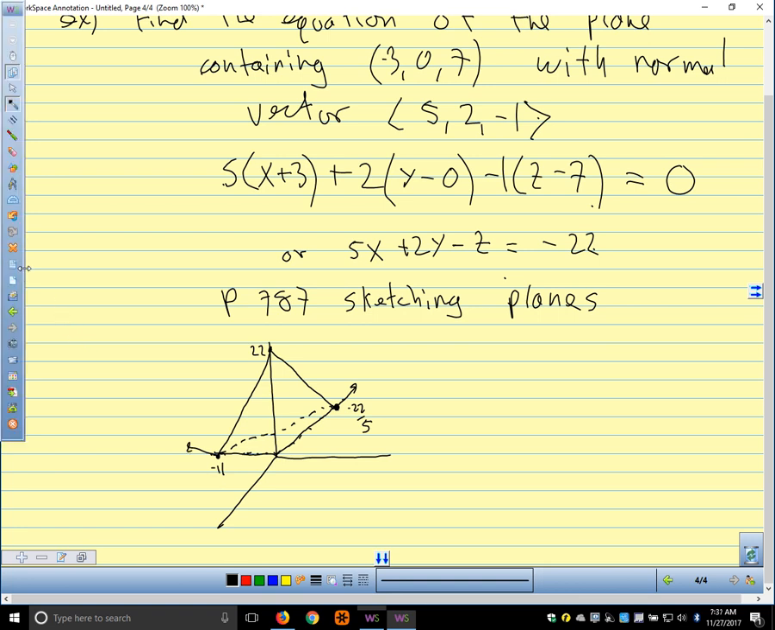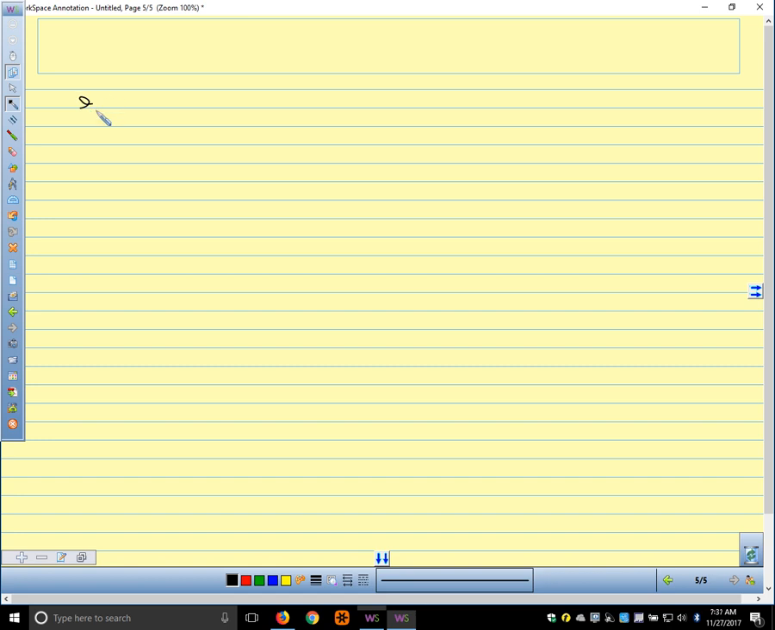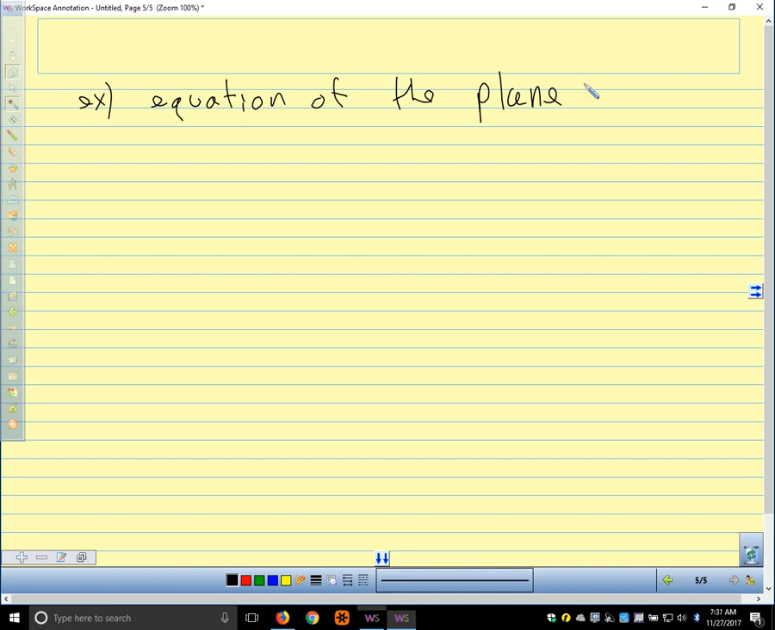What if we wanted to, we're not going to go through the whole process, but let's talk about it. How did we find the equation of a plane? How many points does it take to determine a plane? 3, right? We need 3 points to determine a plane.